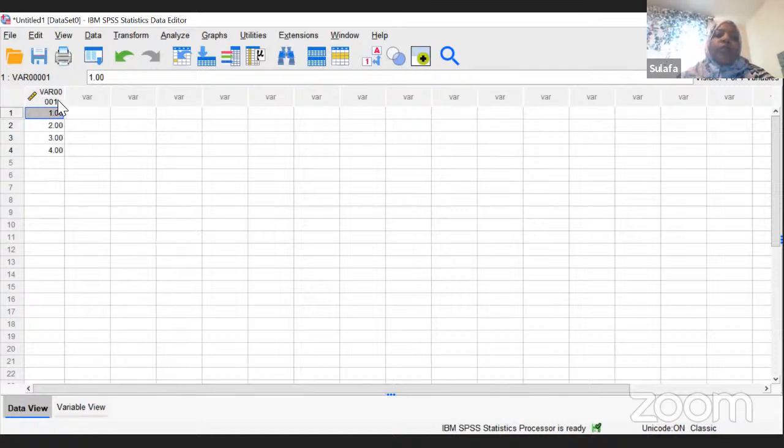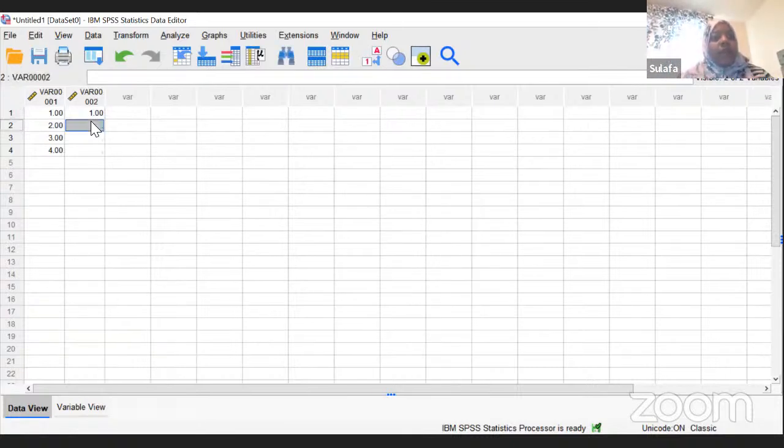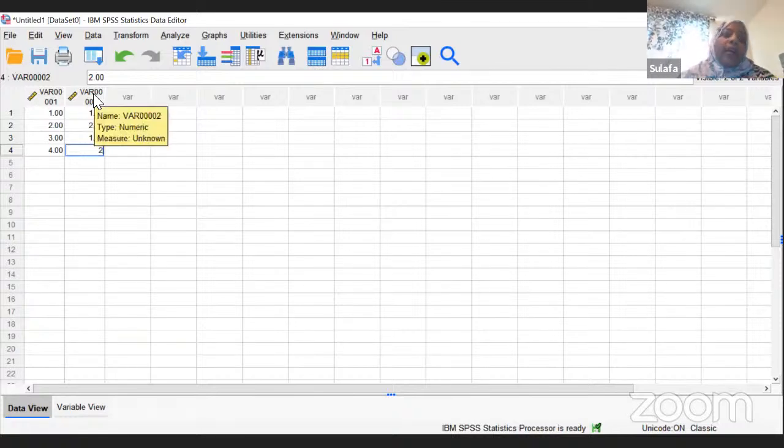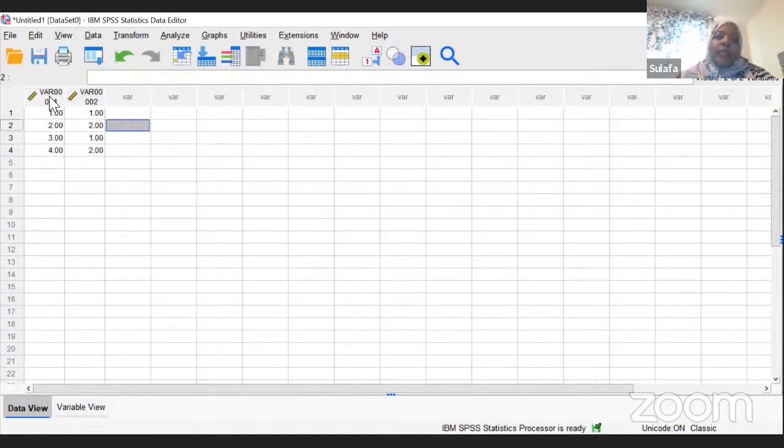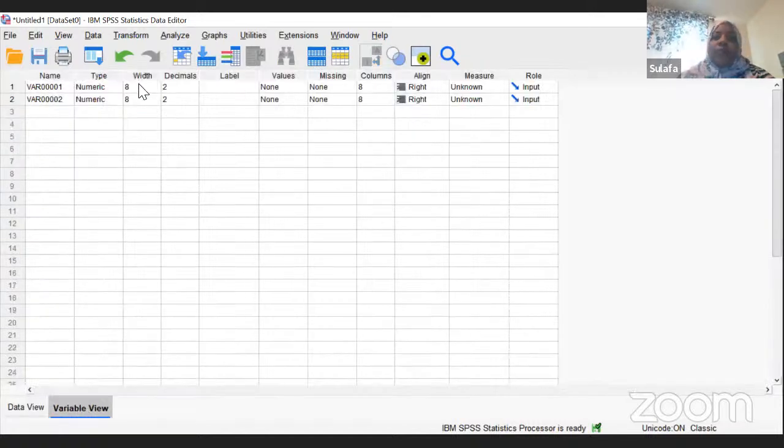So you will add, and automatically SPSS will provide the name like var0001. And here, if you enter, for example, gender, we can code it 1 for female and 2 for male, or 1, 2 for this participant. Also SPSS will automatically name this variable var0002. If you would like to change the name of this variable, simply you can go to variable view and you can rename it from there.